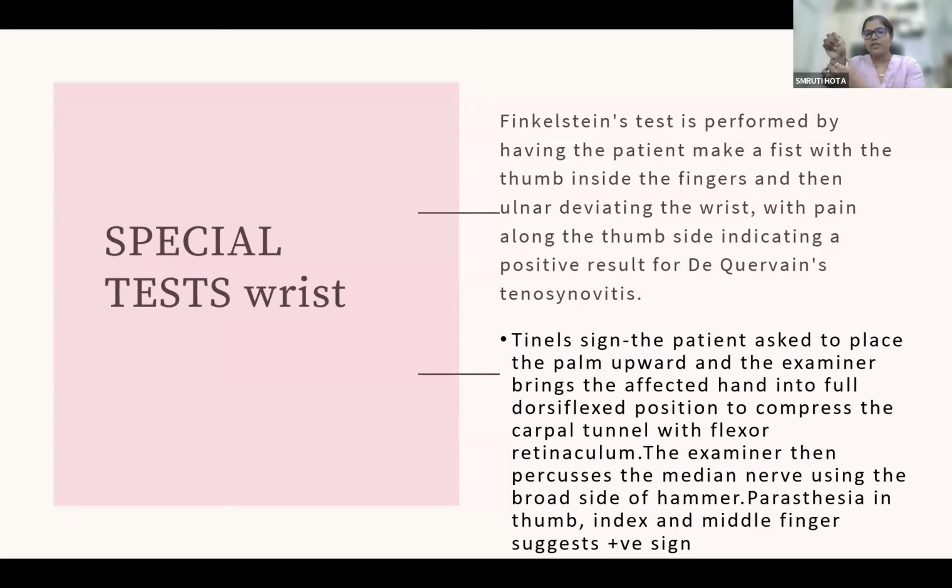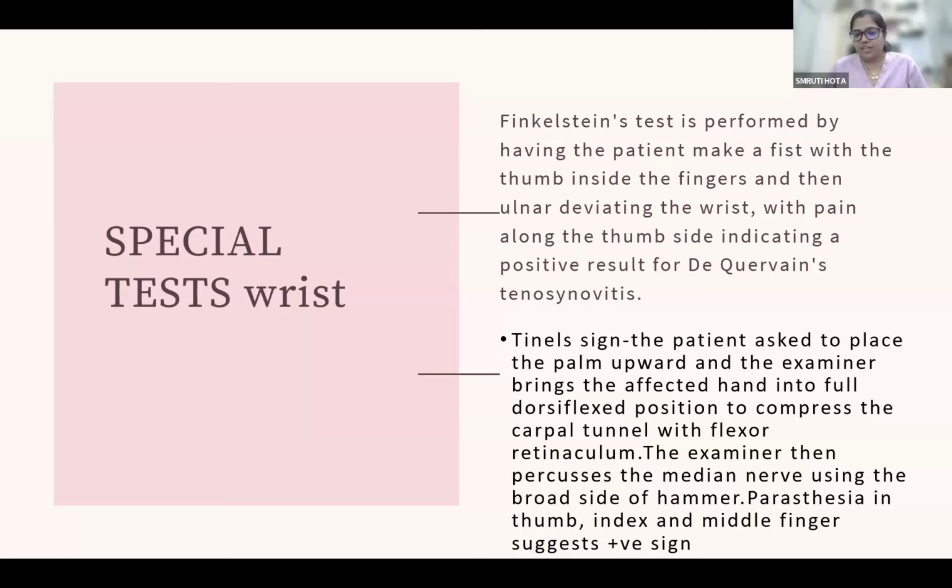And you can feel the pain along the thumb side. That means positive for de Quervain's tenosynovitis. Another special test commonly performed for entrapment neuropathy is Tinel sign.